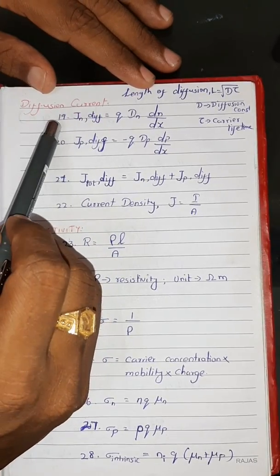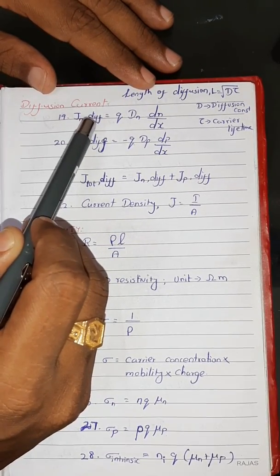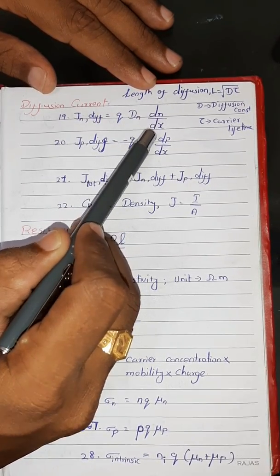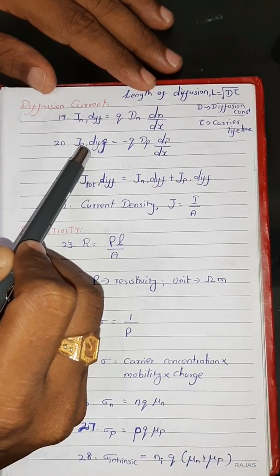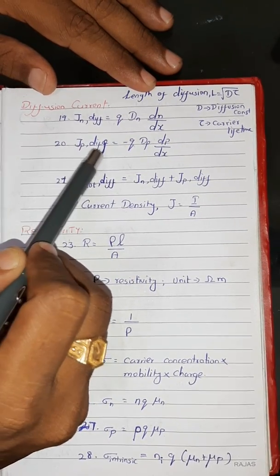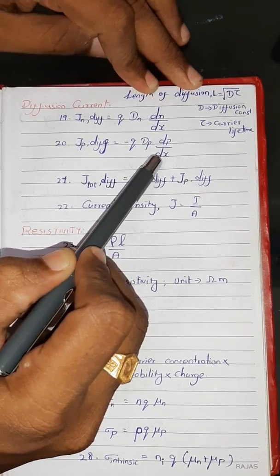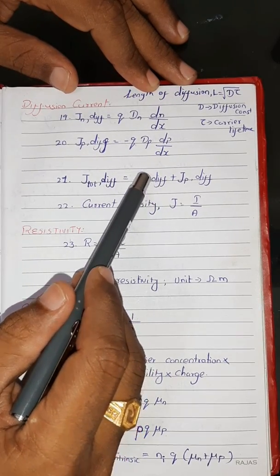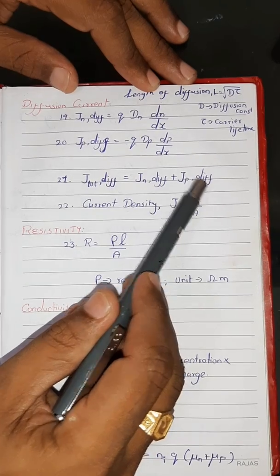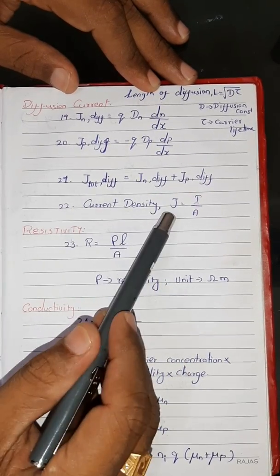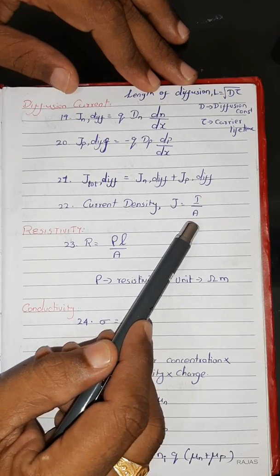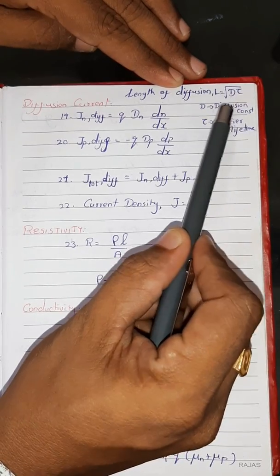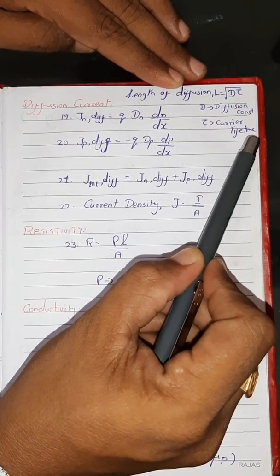Next, diffusion current. Number 19, diffusion current density due to electrons is equal to q into capital Dn into dn by dx. Number 20, diffusion current density due to holes is equal to Jp,diff equal to minus q into Dp into dp by dx. Number 21, total diffusion current density is equal to the sum of diffusion current density due to electrons and diffusion current density due to holes. Number 22, current density, J is equal to I by A. I is the current, A is area. Length of diffusion L is equal to root of D into tau, where D is the diffusion constant and tau is the carrier lifetime.